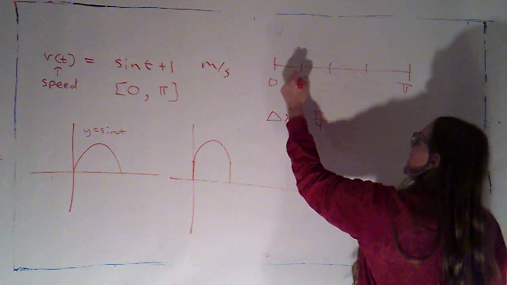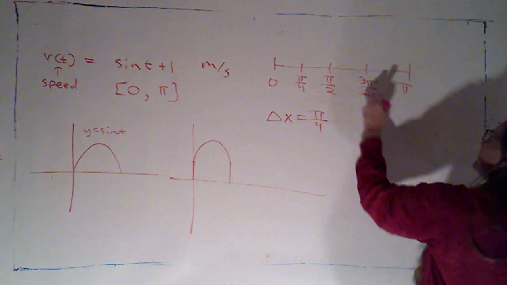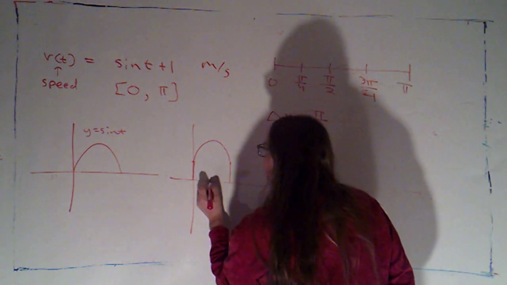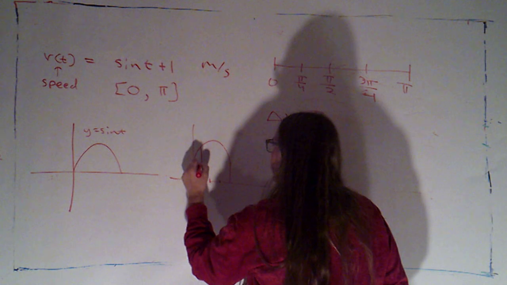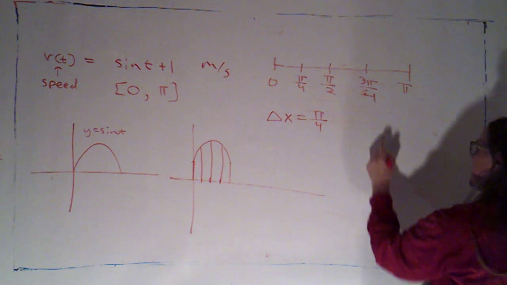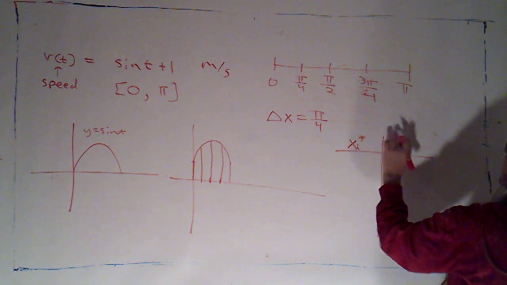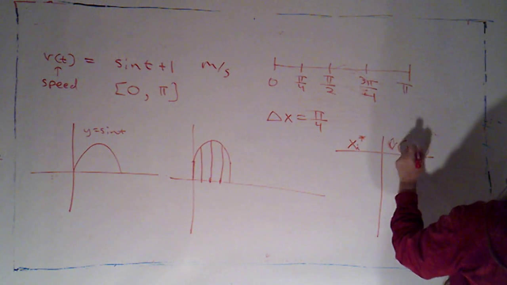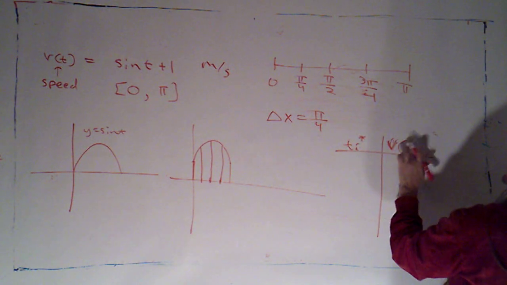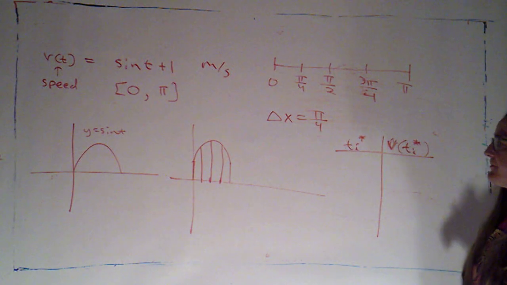I start at 0, here's pi over 4. 2 pi over 4 is pi over 2. Then 3 pi over 4. And then 4 pi over 4 is pi. So I can mark off those points here. And what I'm going to do now is create a table of values, but I'm going to just list ti star, sorry, these are t values, not x values, and the speed at those representative times, because they're not necessarily left or right endpoints.